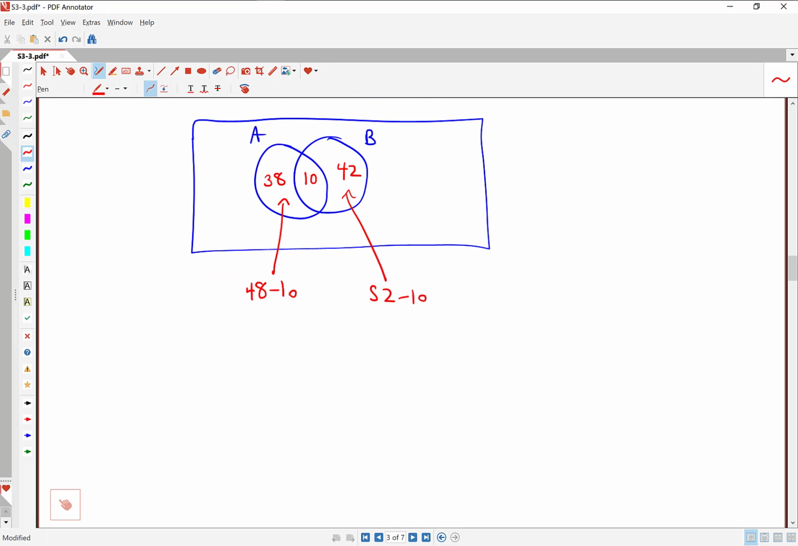And then as a final step, we're going to think about how many elements are in the universal set. So that's 120, and we're going to subtract off the 3 numbers that we've already accounted for. So minus 38, minus 10, minus 42, and that's going to give us the number in the outer region. So that leaves 30 out here, and we've now got a completed Venn diagram.